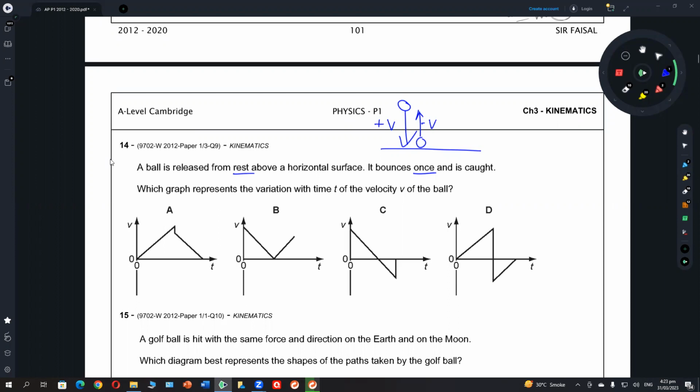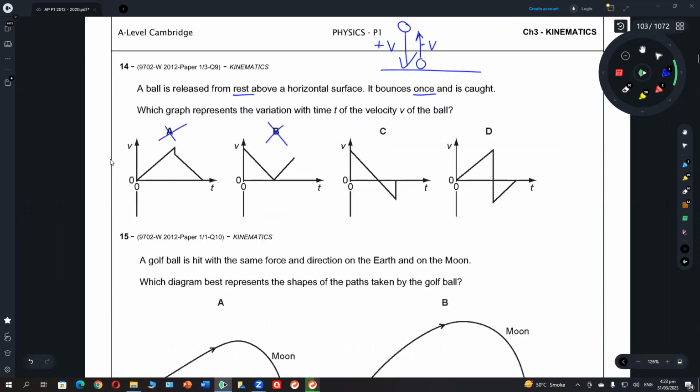Why not A or B? B doesn't show zero from rest. Also, do A and B show negative velocity? No. That's a good point. So A and B are out. Rebound would always have a negative velocity. That's logical, because rebound means a change in direction. Whenever direction reverses, velocity will become negative. We have options C and D left with us.